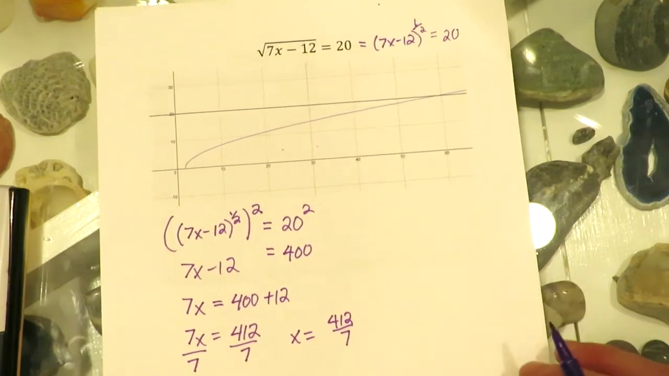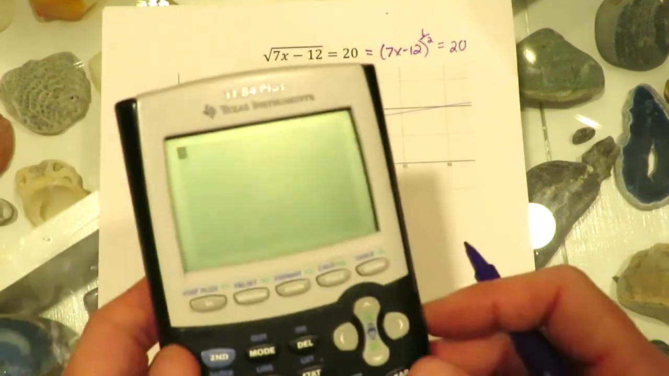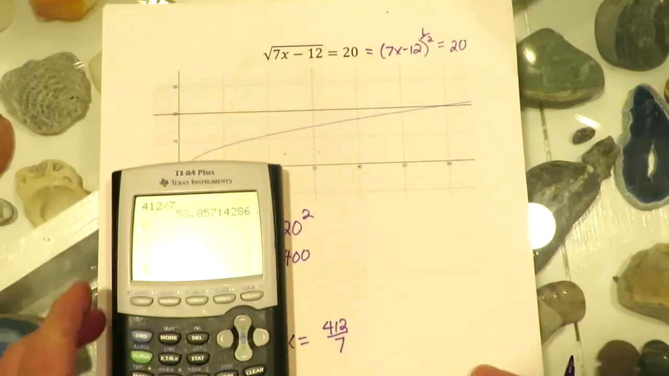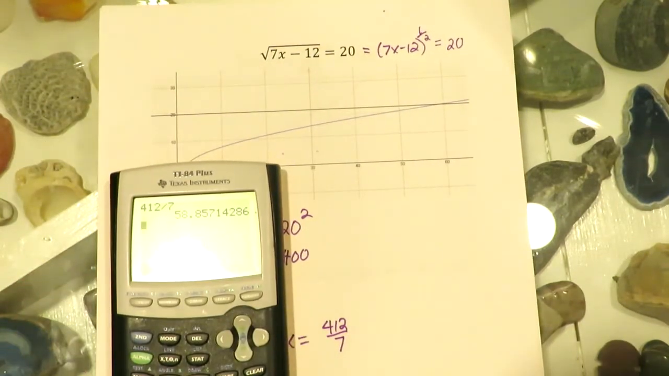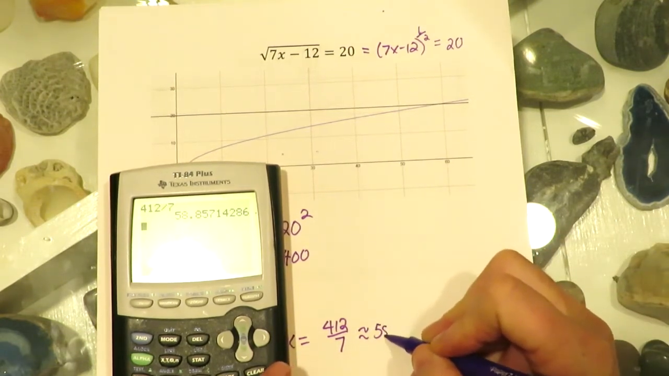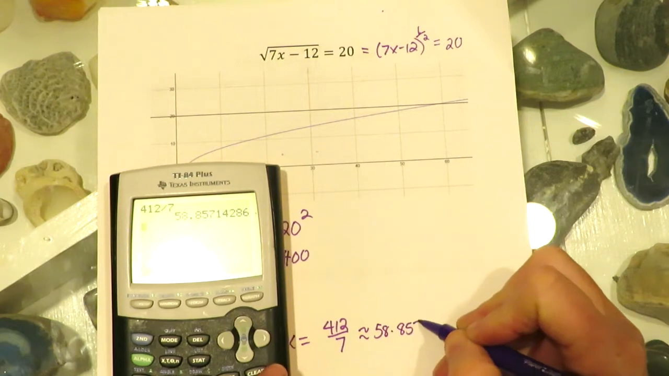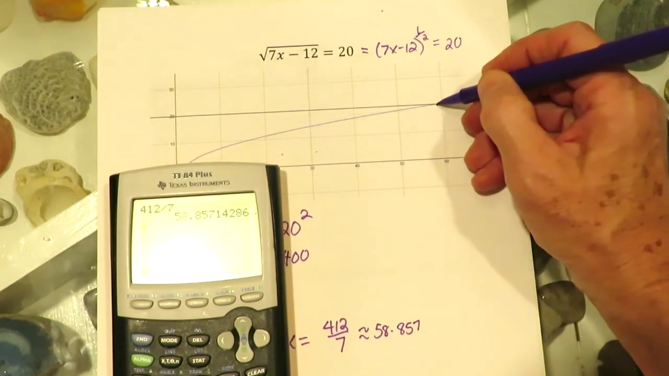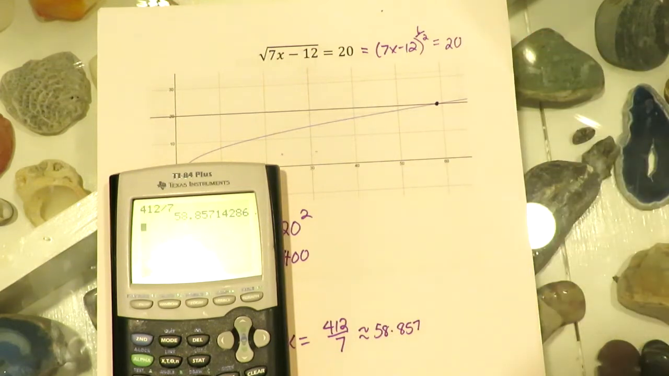Again, that's the exact answer. If we wanted a decimal approximation, it is approximately 58.857. And looking at our graph, I can see that intersection point right here. It's just before I get to 60, so 58.857.